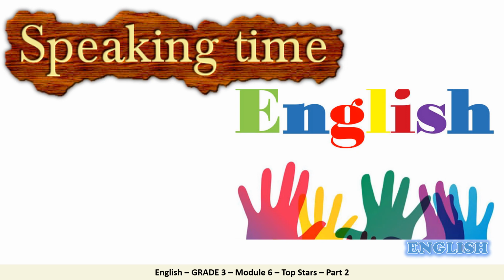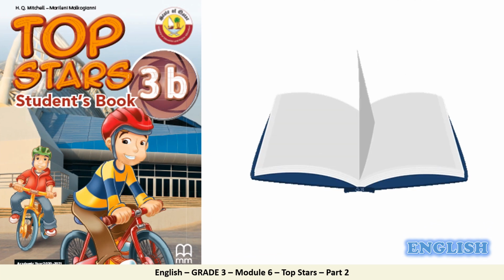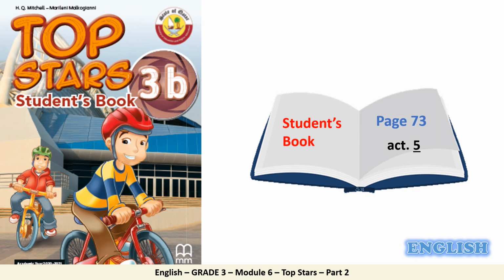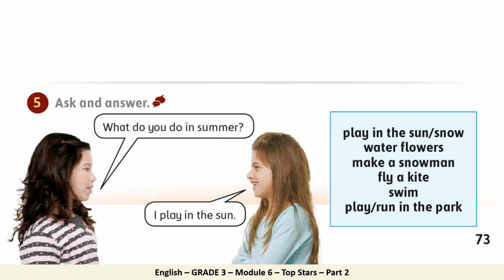It's speaking time. For speaking, we will now open our student's book, page number 73, to complete activity number 5. In this activity, we will look at the pictures and then ask and answer questions about different activities to do in the 4 seasons. Are you ready? Let's get started. The first one is solved for you.